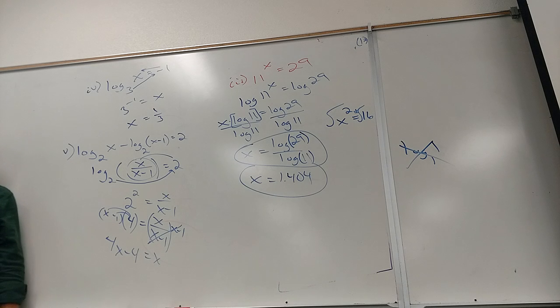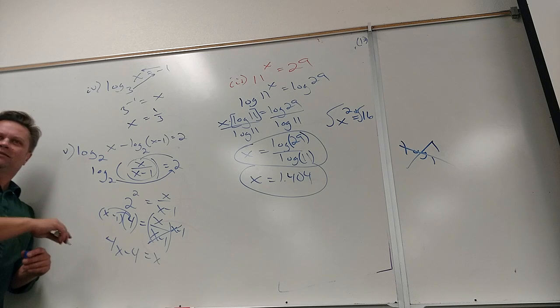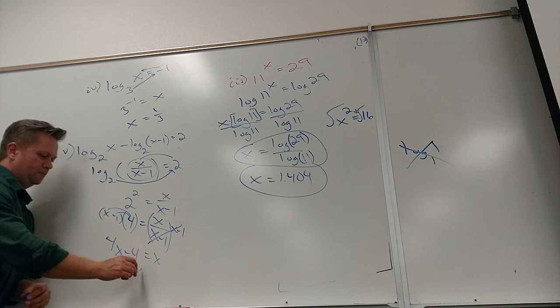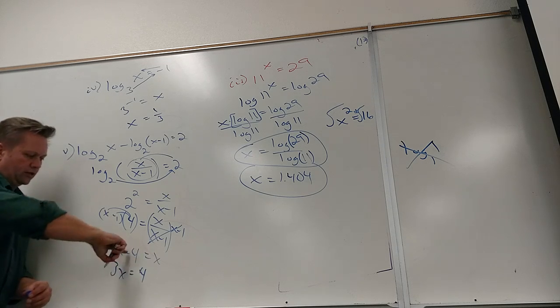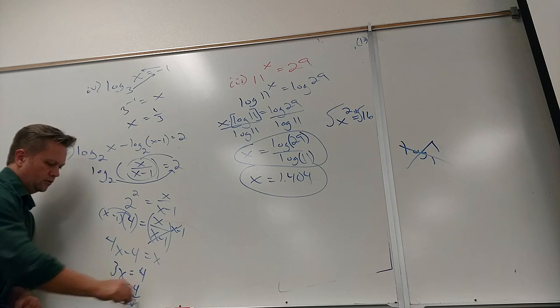And I'm just a couple steps away. You guys hear it? Okay, just want to make sure it wasn't me. So subtract the x, add the 4, divide by 3, you get x equals 4/3.